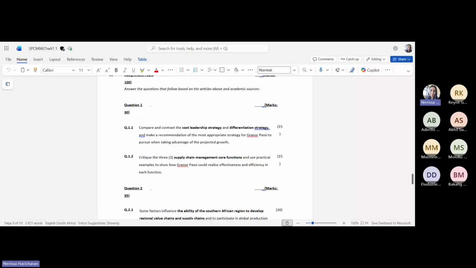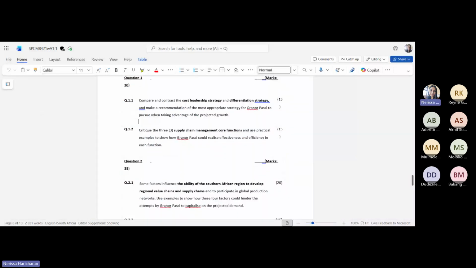I am happy for you to bring in outside examples based on the research that you have conducted that is very similar to this. However, there has to be note of this company in there at the same time. Okay, then you've got critique the 3 supply chain management core functions and use examples also in the first case study, from an effectiveness and efficiency perspective, also for 15 marks, very similar as well.